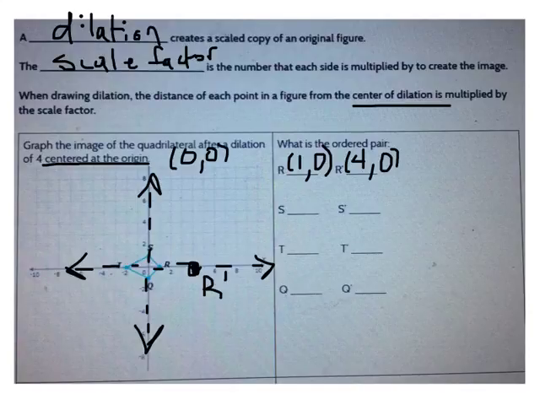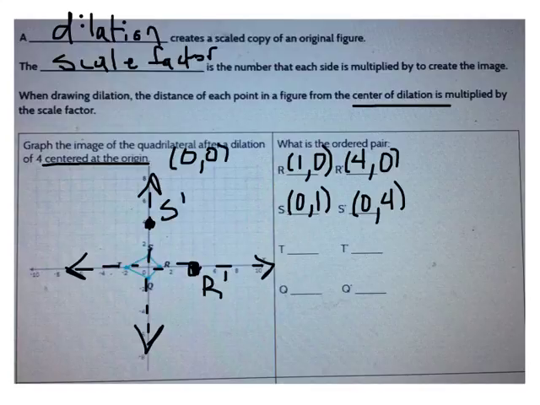Now let's do point S. Point S is located at 0, 1. S prime will be 4 times that distance from the origin. So I can multiply 0 times 4 is 0, and 1 times 4 is 4. S prime will be at 0, 4.